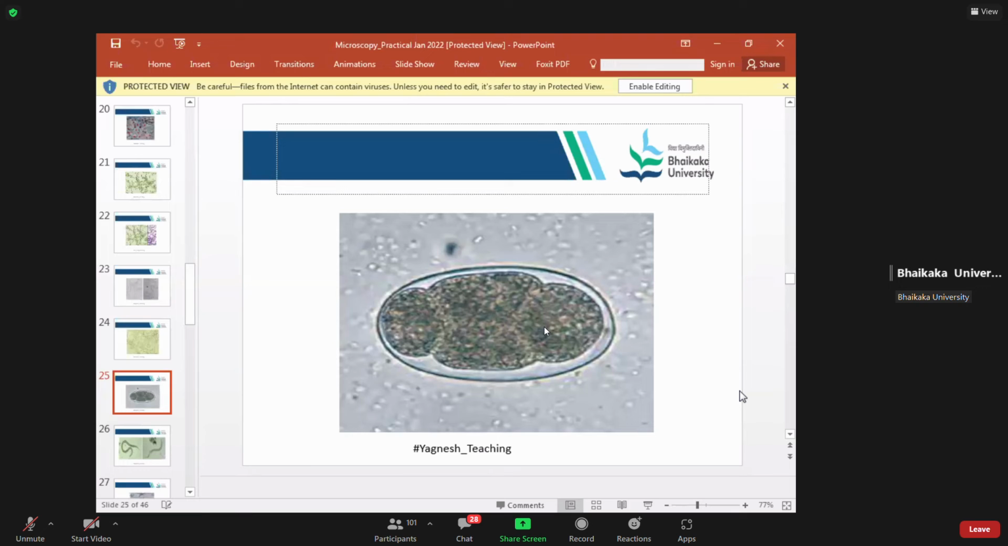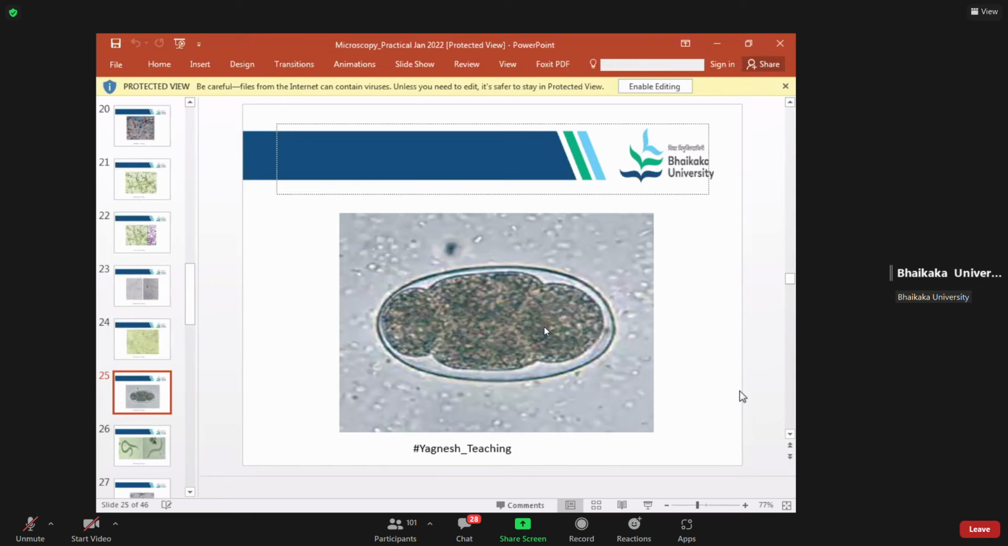But when you use iodine, there are two purposes of using iodine. One is it kills the parasite. The second purpose is it gives a color to the parasite. So these are the two purposes to use iodine. So this is a saline wet mount under which the egg of Ankylostoma duodenale is seen. Now you see this is the typical morphology of the egg form of Ankylostoma duodenale.